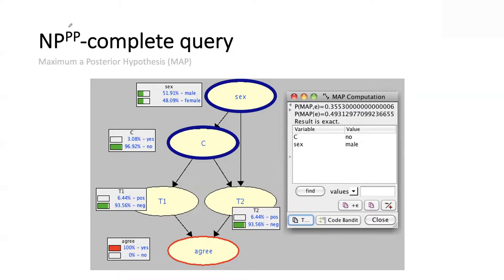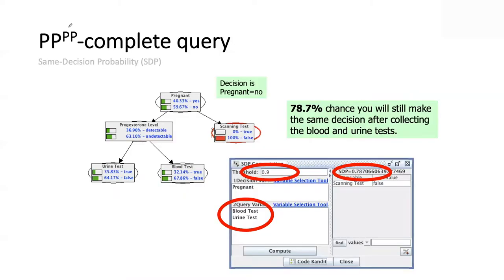And finally, we talked about the problem of SDP, or same decision probability. In this case, we treated the Bayesian network as a classifier. So we have features and we have a class variable. We know some of the features, like in this case, we know that the scanning test is negative. We compute a posterior on the class variable, and we check against a threshold and reach a decision. And so under scanning being false, the decision is no, this patient is not pregnant.